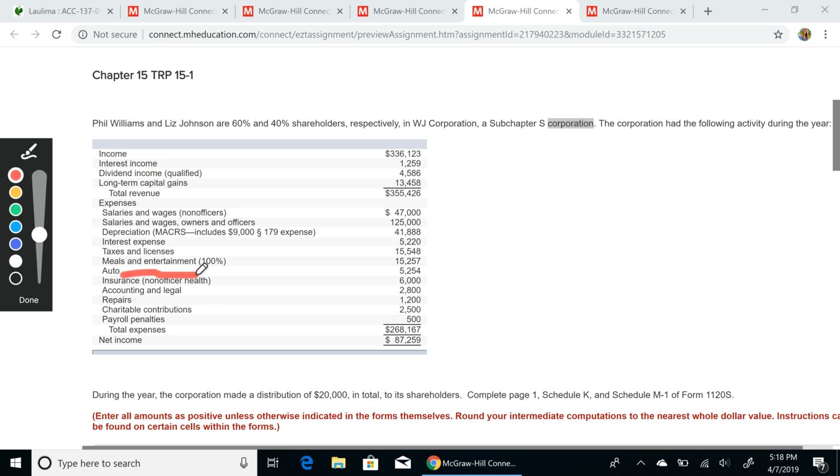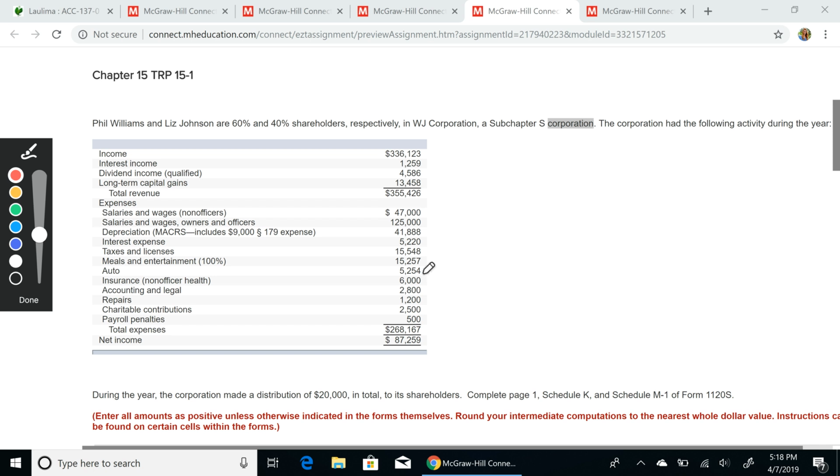Auto, so this is not vehicles that the owner uses personally. In this type of corporate situation, none of that would be deducted. Just like if you have a job at a corporation working as an employee, you don't get to deduct your personal vehicle. Neither in this case, even though it's a small business, and that's why you want to stay self-employed if you're using your personal vehicle.